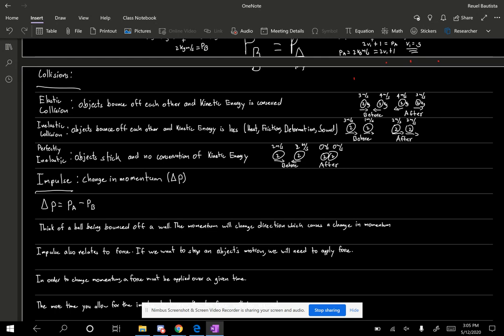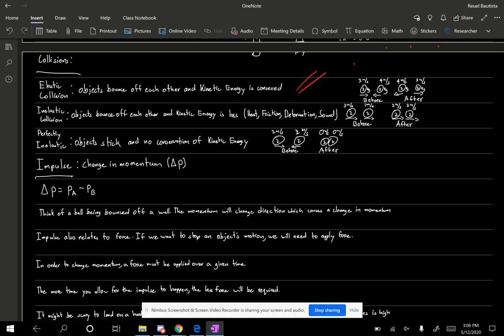In an inelastic collision, once they hit each other, they're also not going to stick together, but there's going to be energy loss. So the difference between an inelastic and an elastic collision is that kinetic energy is conserved in the elastic collision, and you can figure that out by just calculating it.